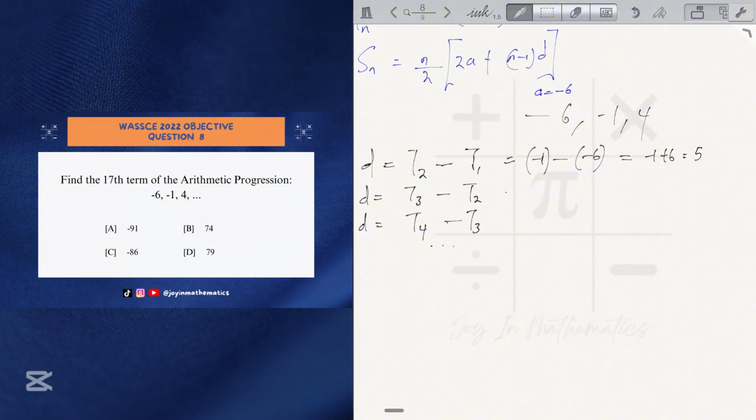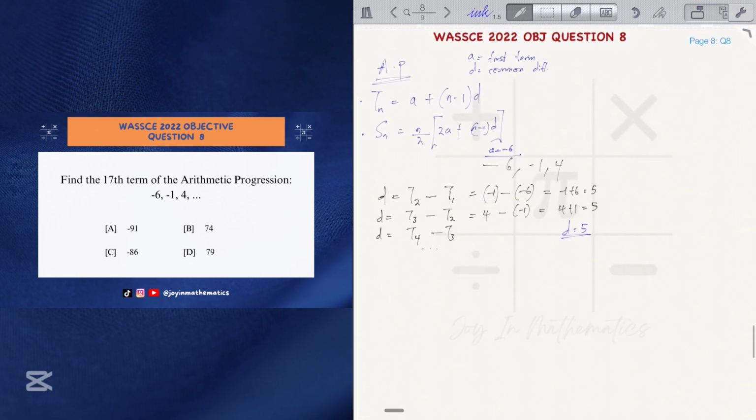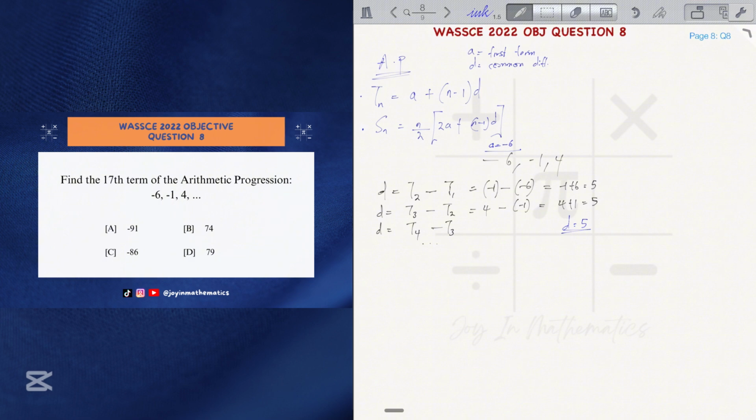Similarly, if you apply third term minus second term, we have the third term to be 4, the second term to be -1, so this will result into 4 plus 1, which is equal to 5. Since we do not have a fourth term, we understand that whatever formula we used here will result into the same answer. So now, just as we had A equal to -6, now we have D equal to 5. Those are the two main terms that we'll be using: A, first term, D, common difference.